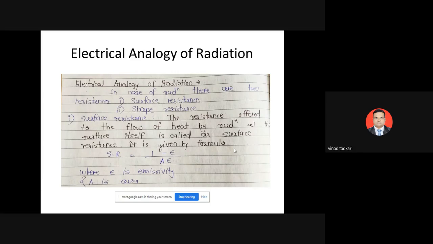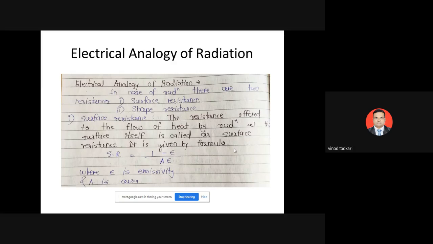We are discussing electrical analogy of radiation. In electrical analogy of radiation, we have to consider two resistances. The first one is surface resistance, which is the resistance offered at the surface for emission of heat or absorption of heat by radiation. It is given by the formula (1 minus emissivity) upon (area into emissivity).